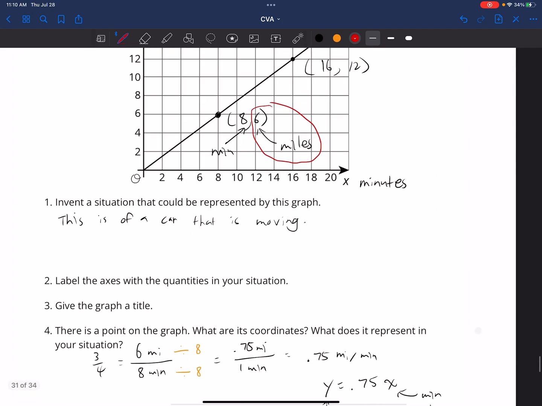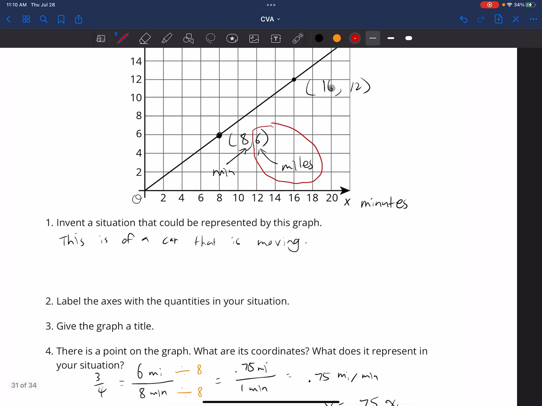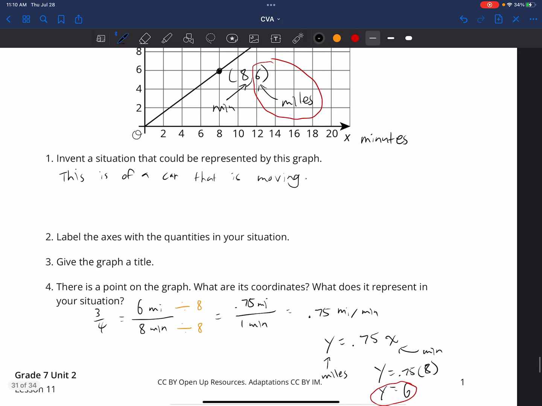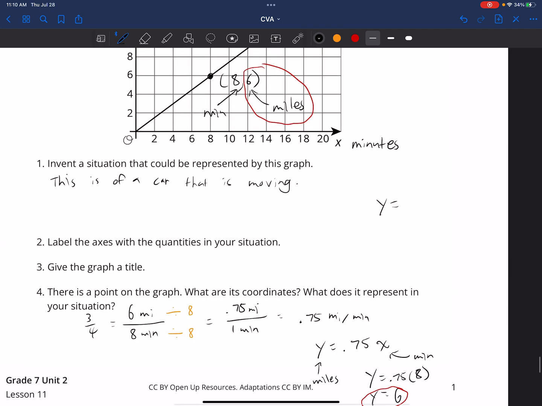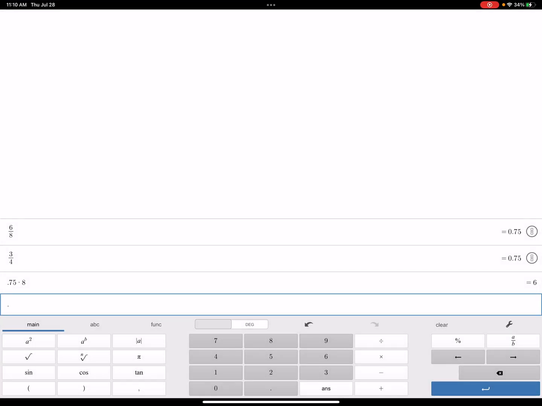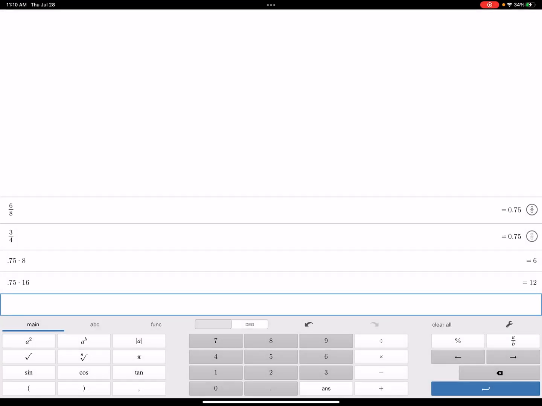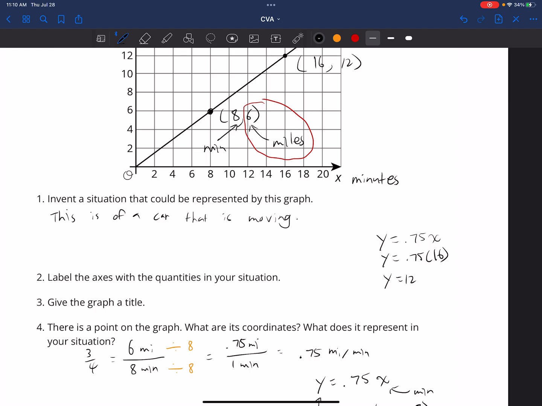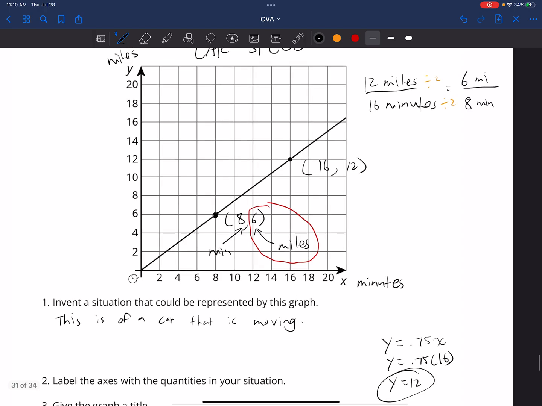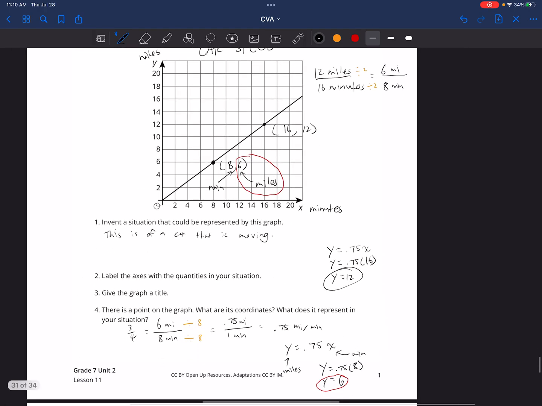This equation is correct. I want to show you with this one too. Okay, so 16 is my minutes, right? Because this is the x coordinate and then my y coordinate. Sorry, it's getting a little messy. y is equal to 0.75x. And then what was my x value? It was 16, right? 0.75 times 16 is equal to 12, which is 12 right there. So crazy. Anyways, I think that's really cool. All right, so that is it for this problem.